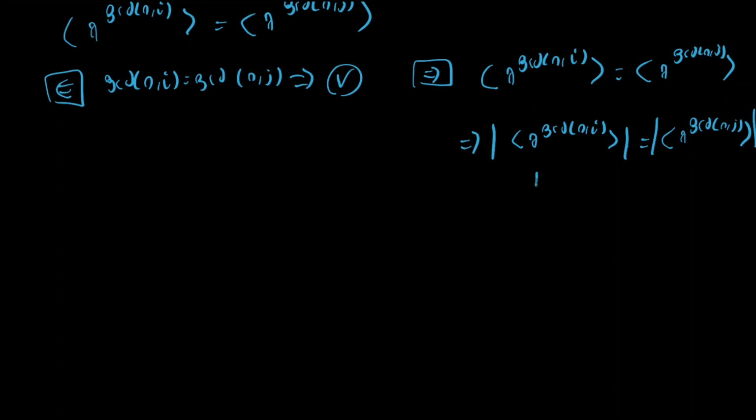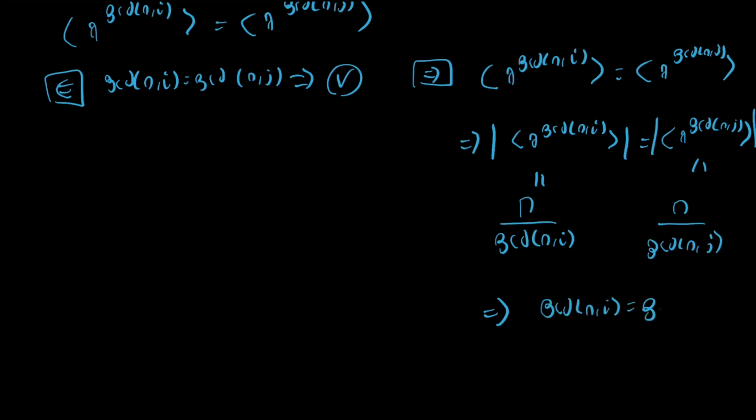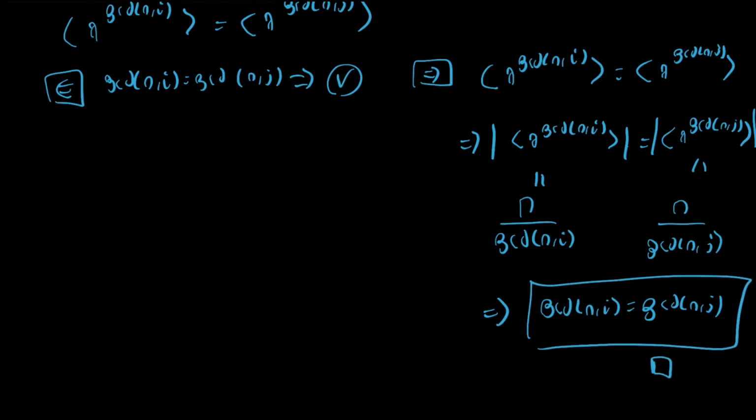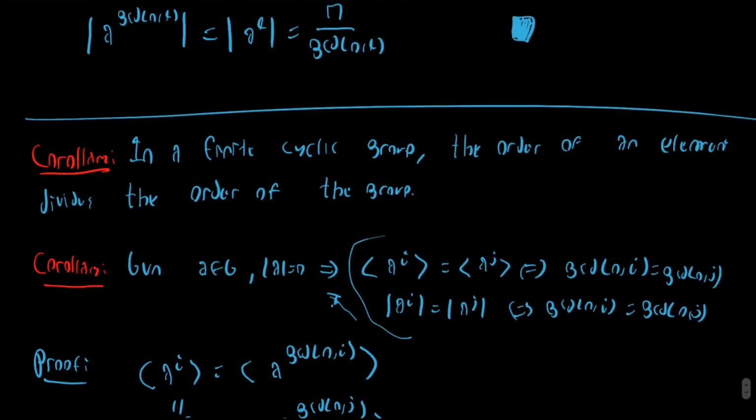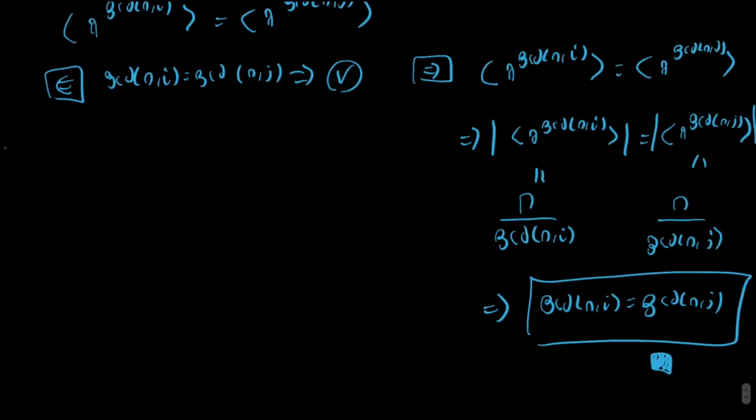But we have derived a formula for these two quantities in the last theorem, and it is equal to n over the GCD of n and i on the left hand side, and here it is n over the GCD of n and j. But dividing both sides by n and then flipping both sides yields GCD of n and i is equal to the GCD of n and j. This equation here actually concludes the proof, because we have obtained that these two things are equal if and only if these GCDs are equal.